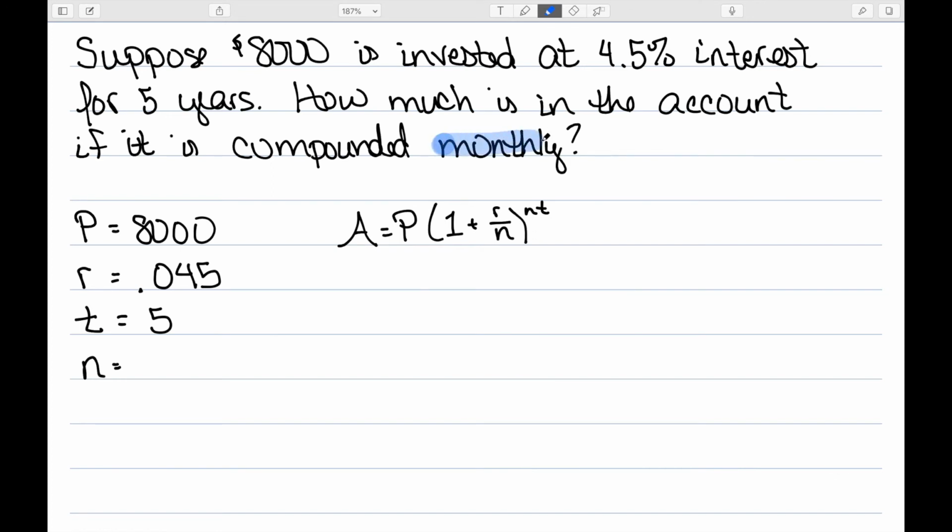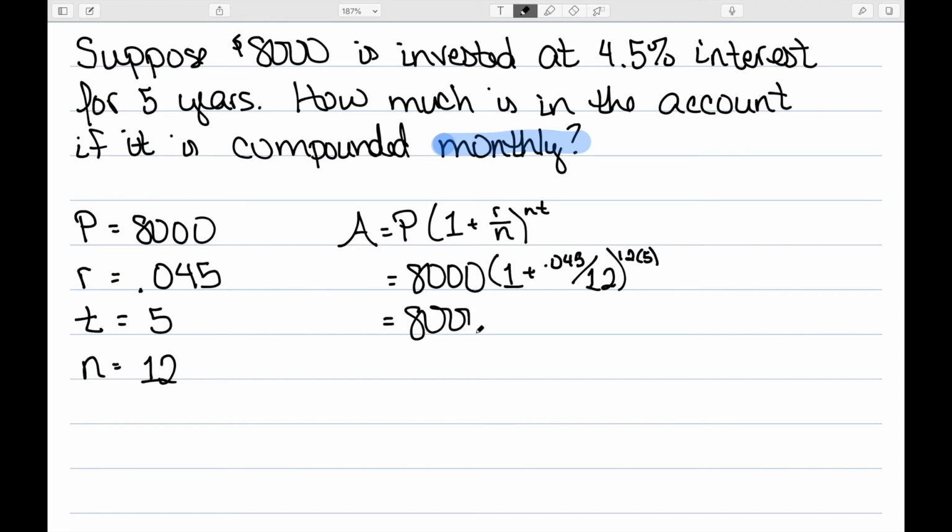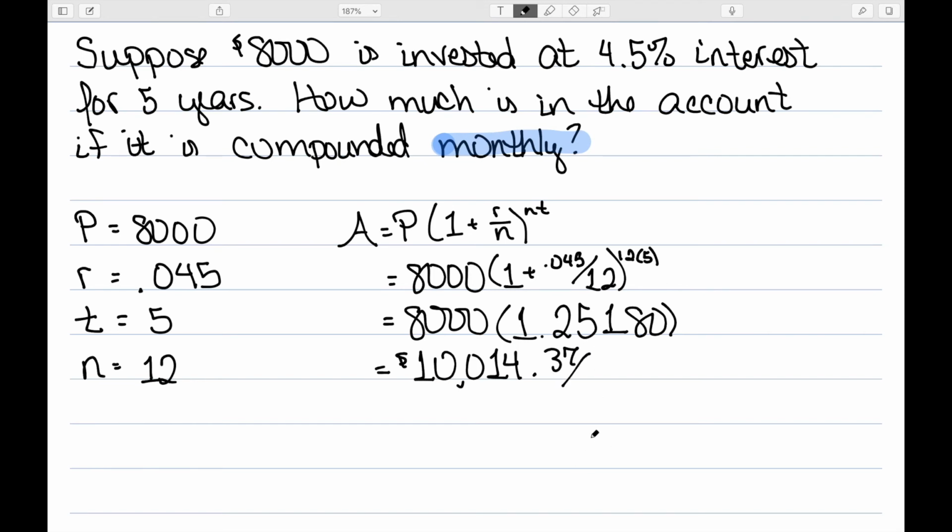This time, we're going to compound monthly, so 12 times a year, since there are 12 months in a year. That would be 8,000 times 1 plus 0.045 over 12 raised to the 12 times 5 power. This gives me 8,000 times 1.25180 when I round, which gives me that I would have $10,014.37 after 5 years.